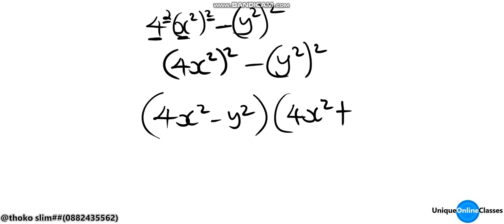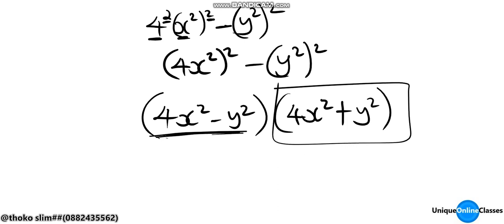4x squared plus y squared. Now we can factorize, so it has a difference of 2 squares. So leaving this one aside, we can break this one as well. We carry 2 squared, then x squared minus y squared.